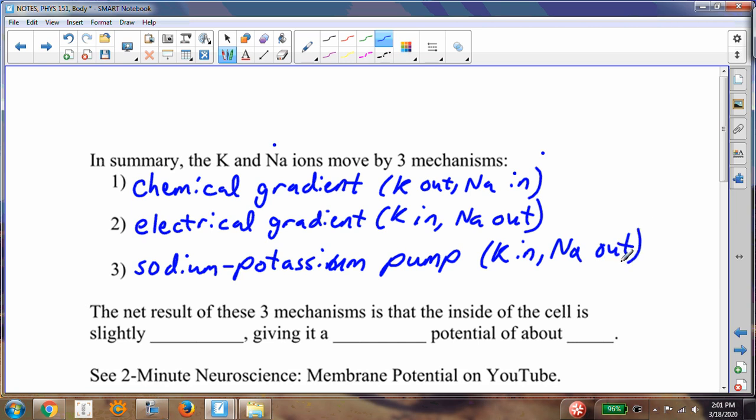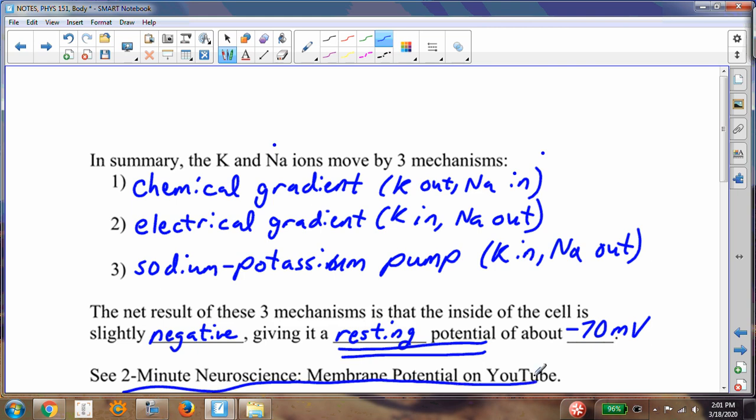So the potential of the shifting of these ions is really important because it means that the inside of the cell is slightly negative, and that gives it a resting potential. That's a term that you need to know, a resting potential of about negative 70 millivolts. That's the resting potential. We have a great video here. I'll link this on the website, and we'll pick up with this in a bit.